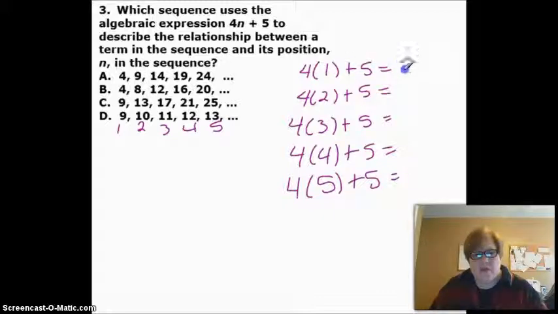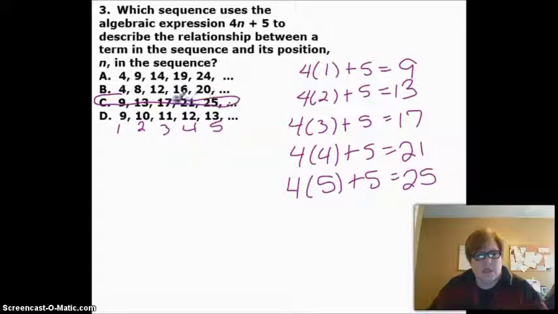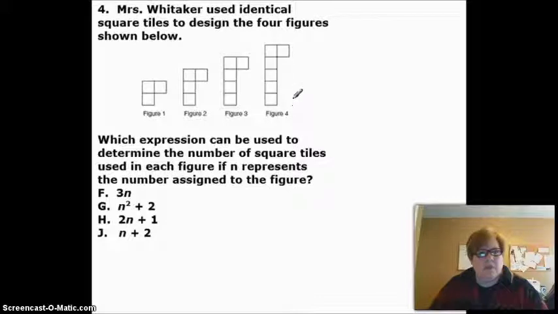So that's 4 plus 5 is 9. 8 plus 5 is 13. 12 plus 5 is 17. 16 plus 5 is 21. And 20 plus 5 is 25. Let's see, here at letter C, 9, 13, 17, 21, 25, they're a match, so I would select answer choice C here. Okay.